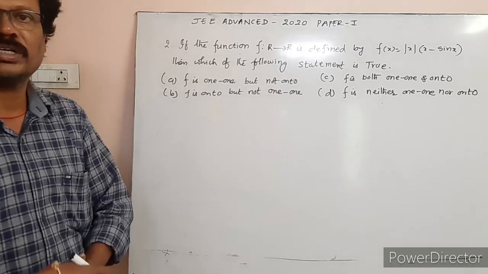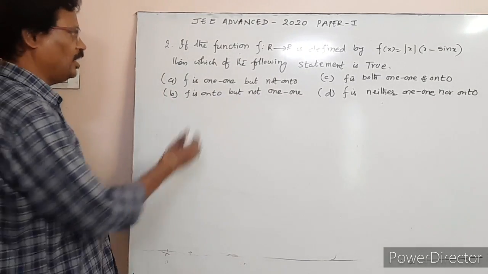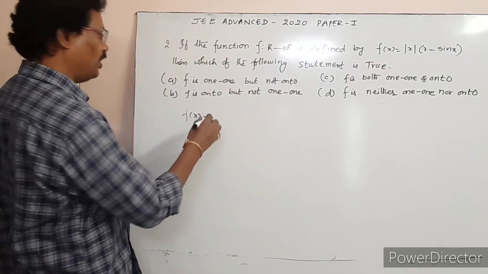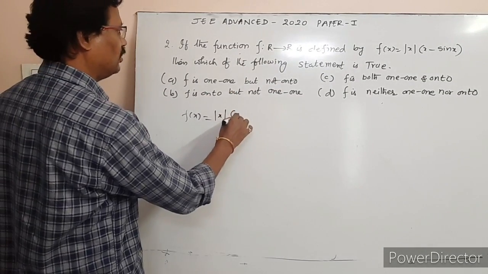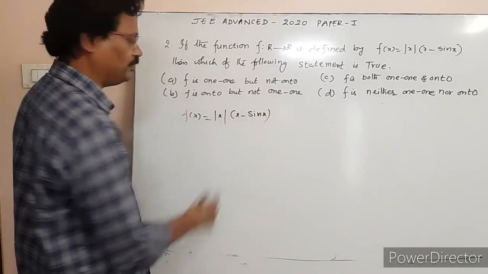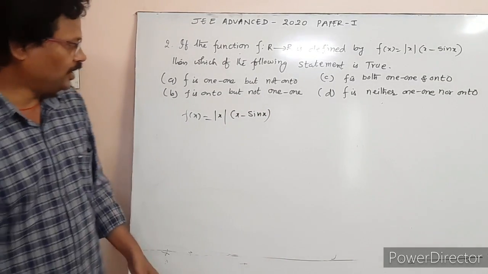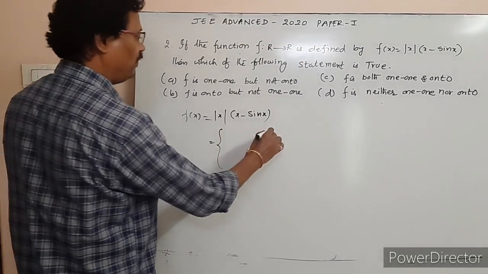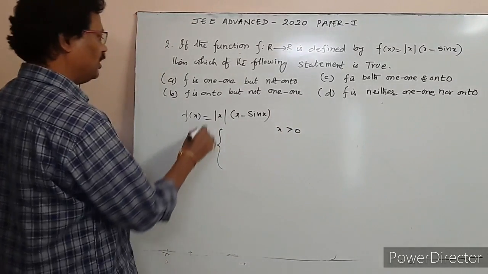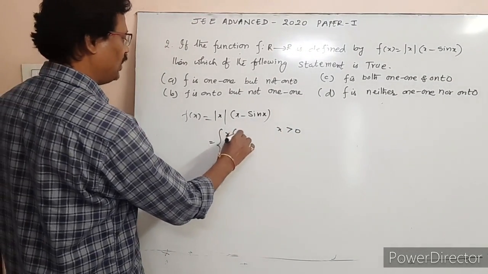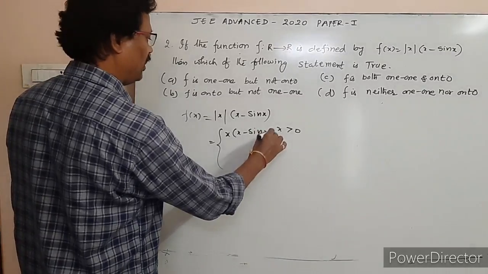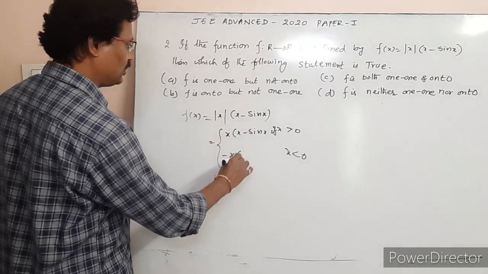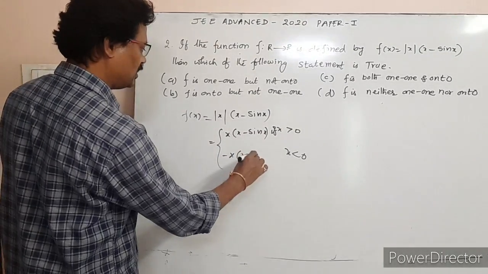This is also single option correct. Second problem, right. Now f(x) is given like this: f(x) = |x|(x − sin x). This is the given problem. Now let us see. If x is a positive number, then what will be f(x)? If x is greater than 0, then |x| will be plus x, into (x − sin x). If x is less than 0, then |x| will be minus x, into (x − sin x).